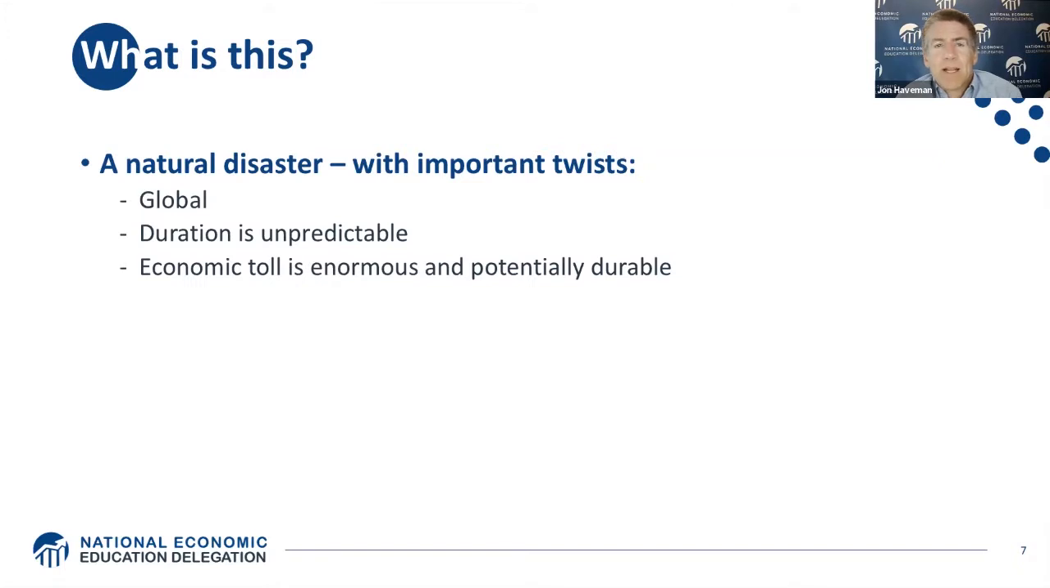Finally, it's got an enormous economic toll, and it's an economic toll that's potentially durable. It's potentially durable because the psychology of this is different from a hurricane, flood, or earthquake. Once those things are over, nobody's afraid to go out of their house. But politicians can declare this thing over all they like, and that doesn't mean that people are not going to be afraid to go out of their house.